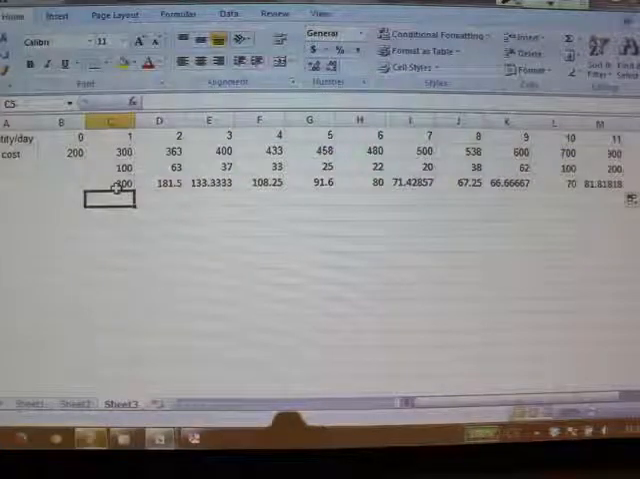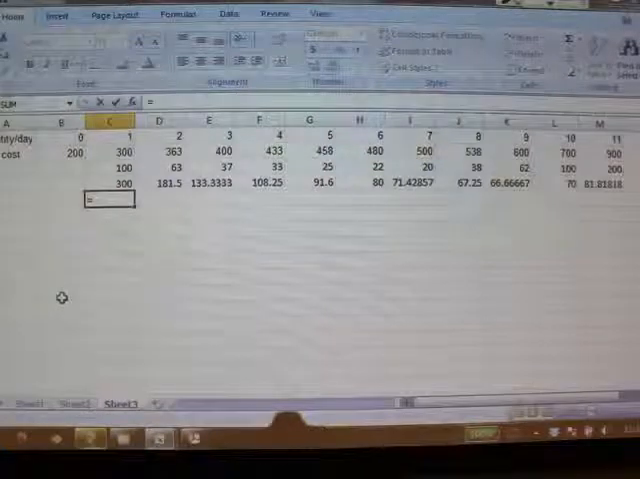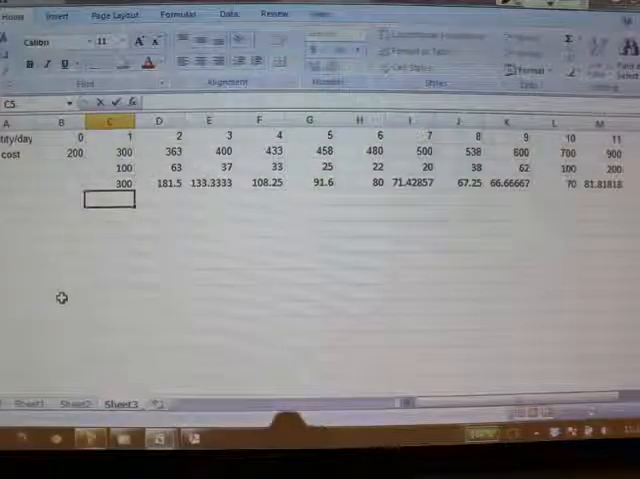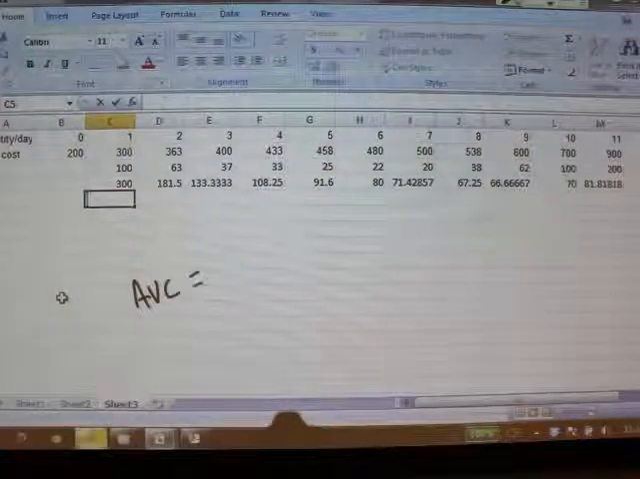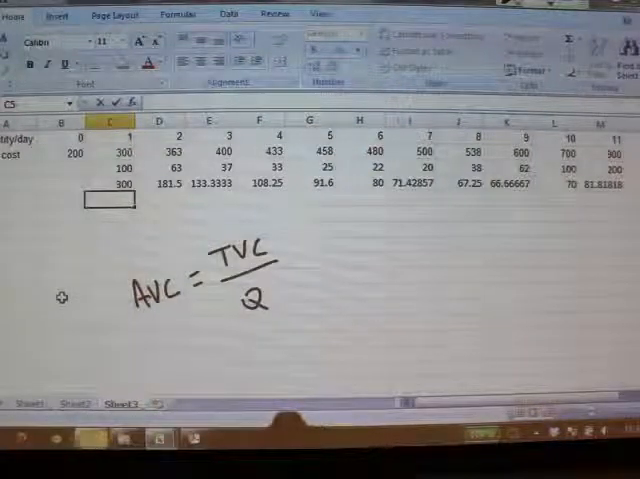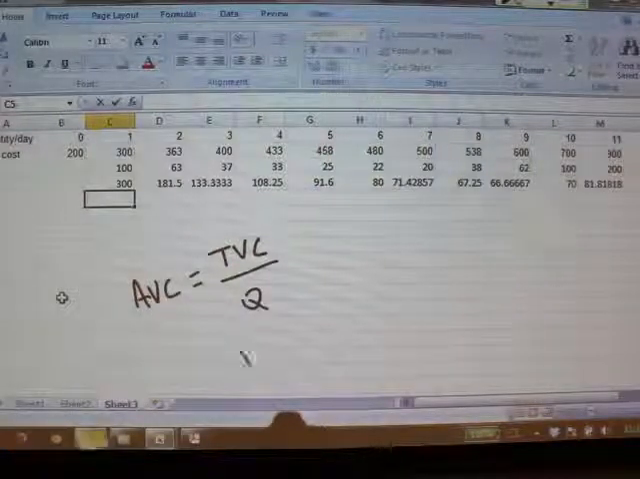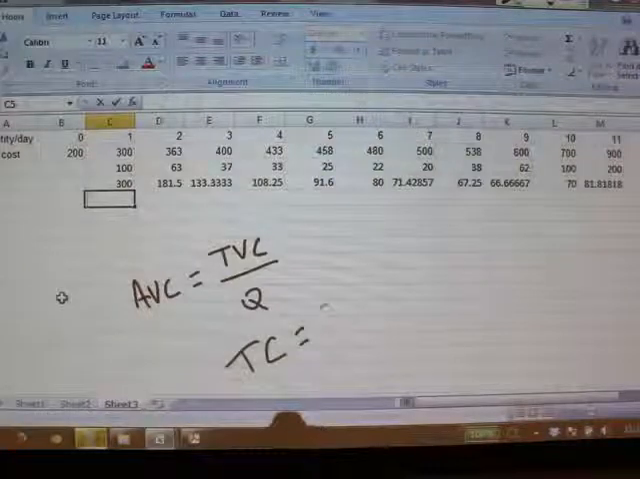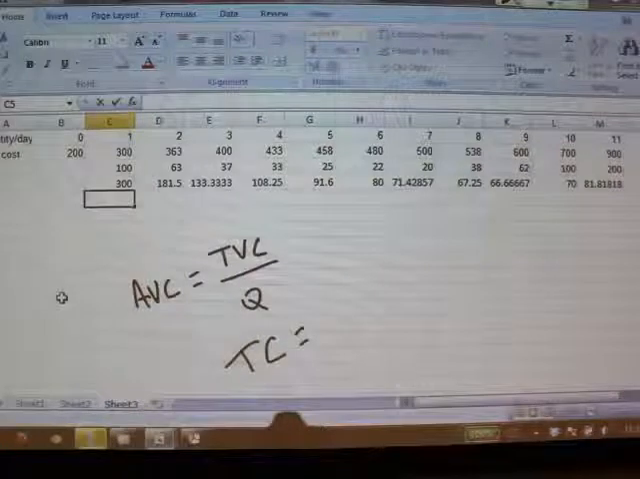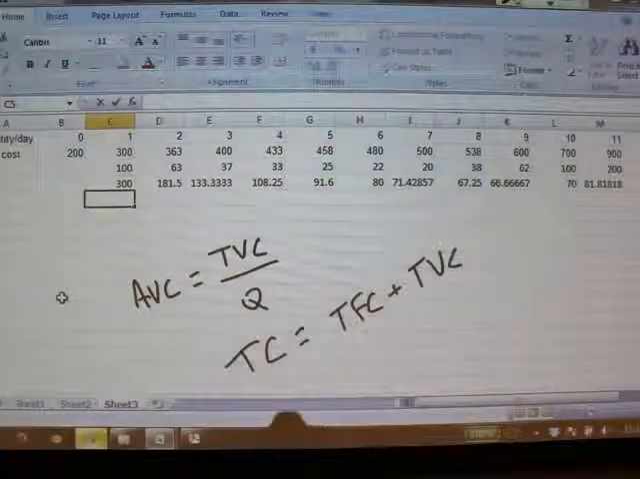What about average variable costs? Well, let me back up. What are average variable costs? Average variable costs equal total variable costs over quantity. But are we given total variable costs? No, we are not. However, we do know the following relationship also exists: total costs equals total fixed costs plus total variable costs. So we can rewrite this.